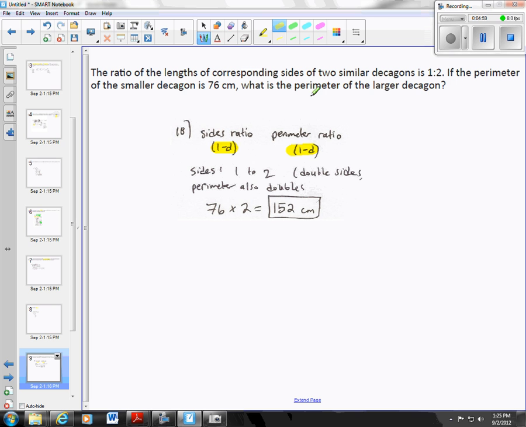The larger one will be double the size because all the sides have been doubled. So if you double the perimeter, that would be 76 times 2. So the perimeter of the larger one would be 152.